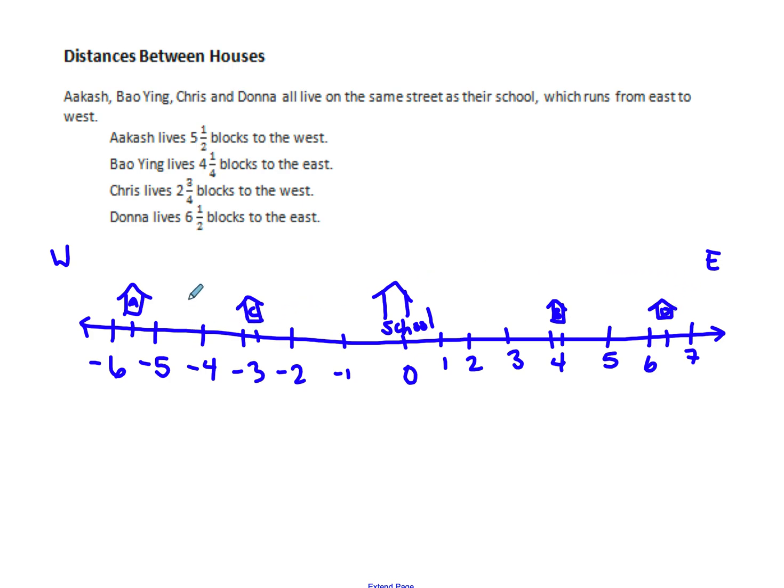Okay, so what this sheet asks you to do, it's actually not all here on my teacher slide, but on the sheet that goes with it, it asks you to find the distance between all of the houses. So from Akash to Chris, Akash to Bao Ying, Akash to Donna, Bao Ying to Chris, Bao Ying to Donna, Chris to Donna, all of those. So you have to figure out what the distance is going to be between them. So I'm going to go ahead and pause the video and take a little time to try to figure out the distance between these different points on our picture.